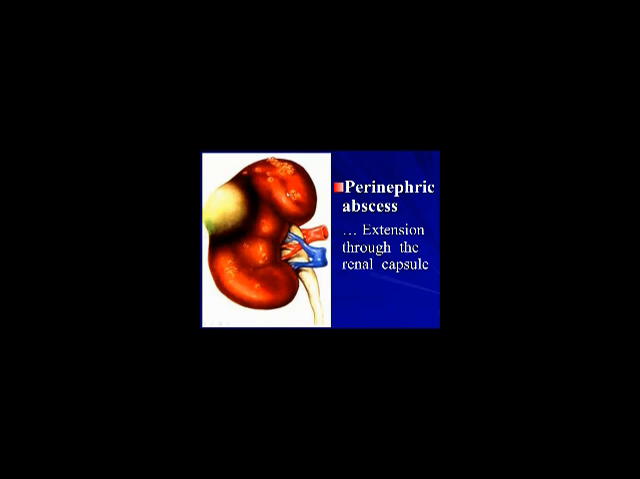Normally, inflammation or infection is contained within the kidney because of the presence of the renal capsule. But when the infection is more severe and there is more pus formation, it can penetrate the renal capsule, and so the pus can spread into the surrounding areas, resulting in perinephric abscess.